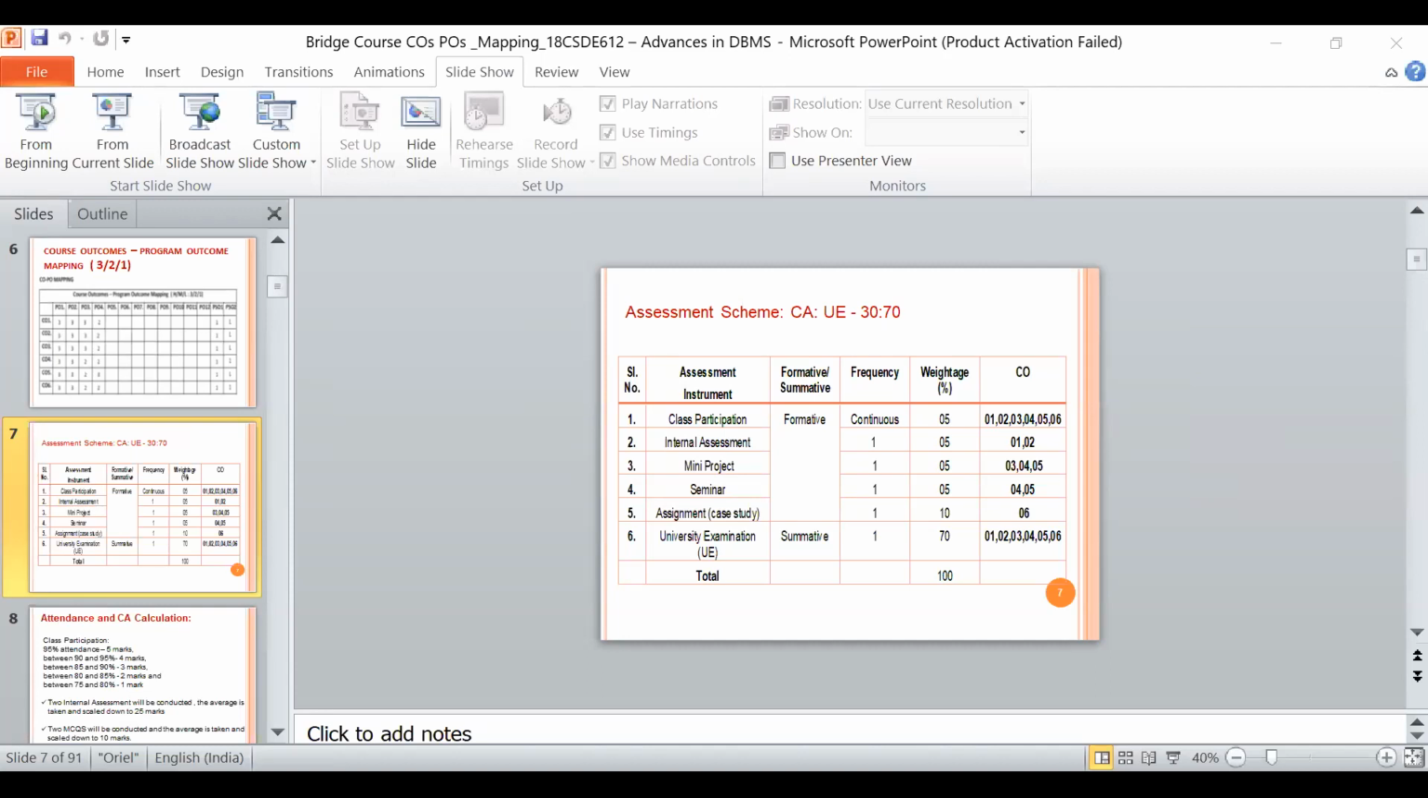Okay, any doubt in the previous class portion? So yesterday we were discussing about the syllabus.